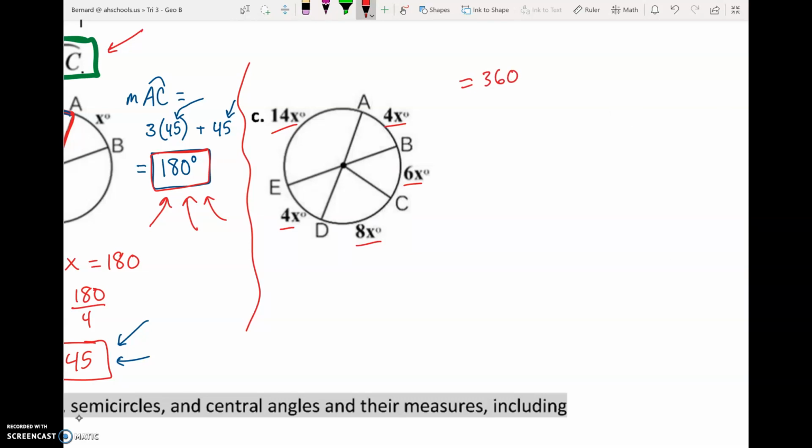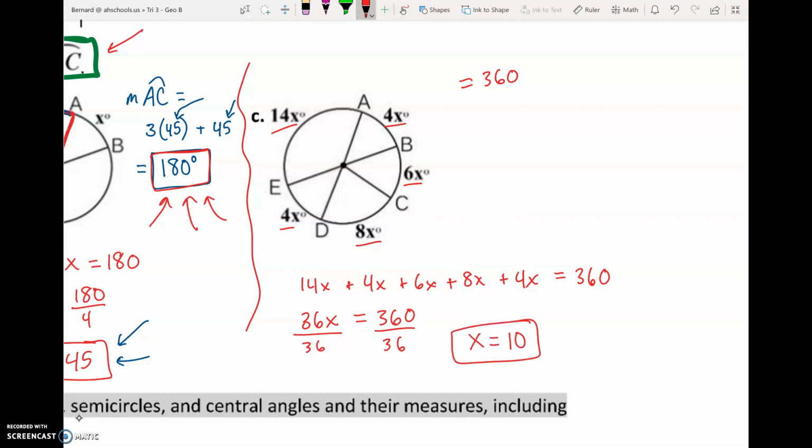So if I just add all the parts together, I can set it equal to 360, and then I just solve for x. And so I want 14x plus 4x plus 6x plus 8x plus 4x again. Those are all the parts. And again, when I have all the parts, it's the whole circle. And the whole circle has to equal 360 degrees. So combine like terms, 14 plus 4 plus 6 plus 8 plus 4, all of those combine to give us 36 x's, and that still equals 360, and then we will divide both sides by 36, and so x equals 10 in this problem. Perfect.